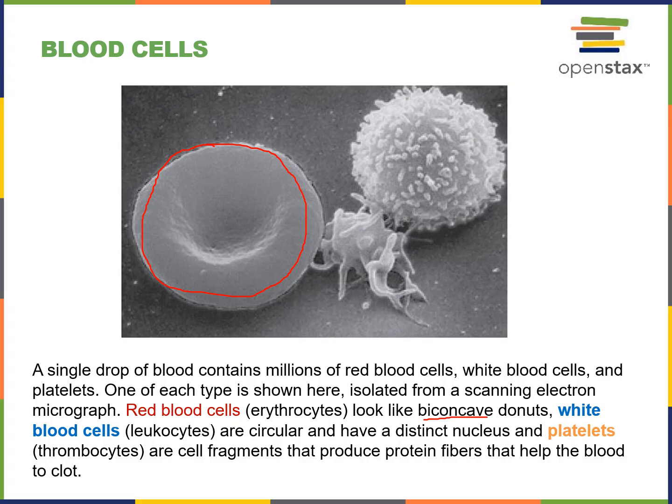So it's as if you took a ball and you pressed the two sides together. And that's a very unique shape for a cell, and it is actually related to the function of this cell, which is to transport oxygen. More about that later. The other cell that we see here is a white blood cell, this one that looks like a ball with lots of things on the surface.